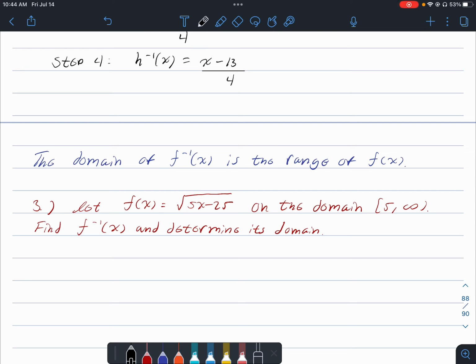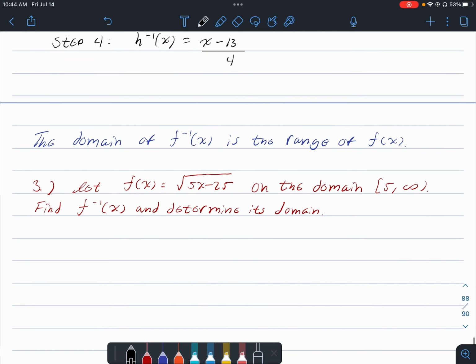You could find that yourself, but they were friendly enough to give it to us. So we know that all the values we could put into this function are 5 to infinity. So all of the values we could put in will spit out a certain set of values. If we put in 5, we would get 5 times 5, which is 25, and we have 25 minus 25, which would just be 0, and the square root of 0 is 0. Anything bigger than that, our values would get progressively larger as we go off to infinity.